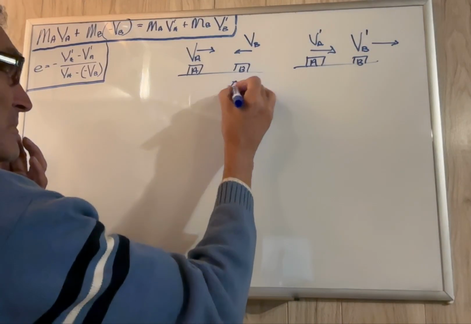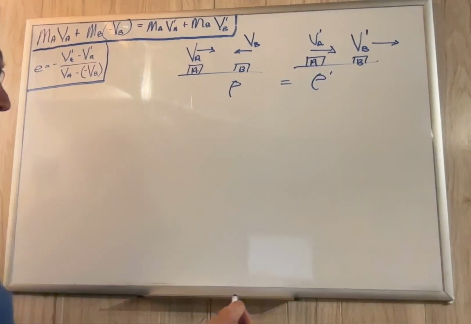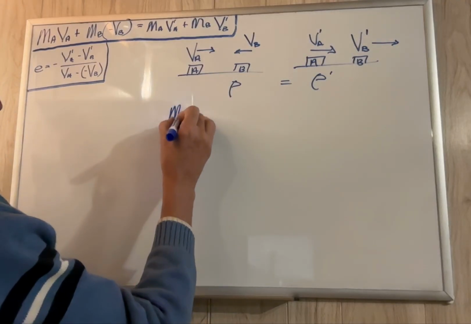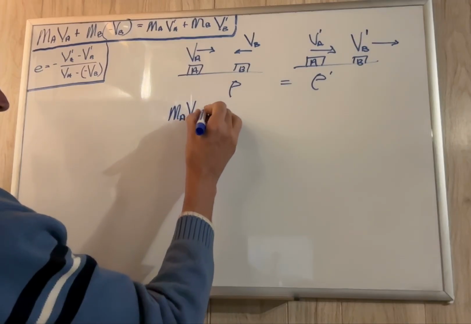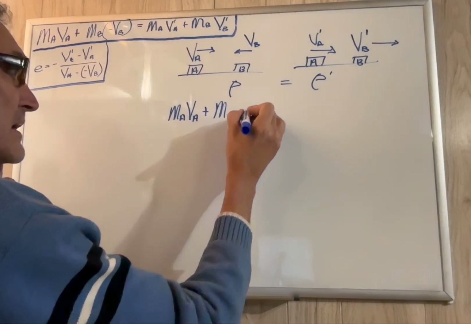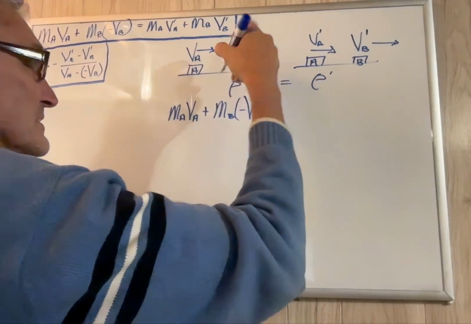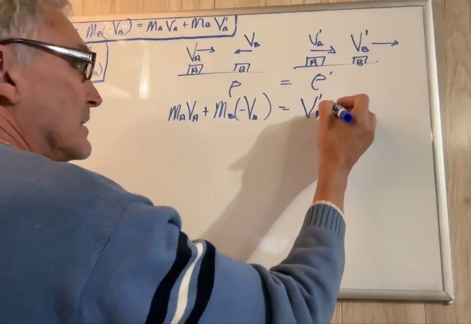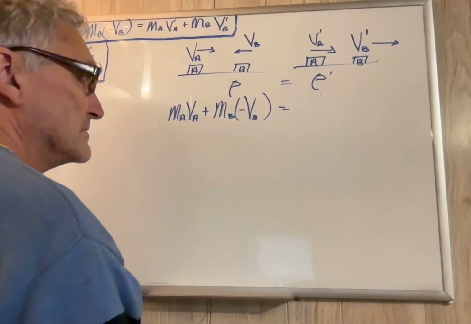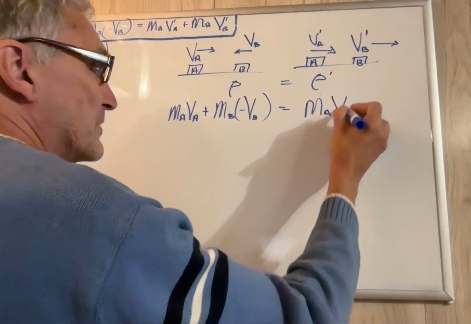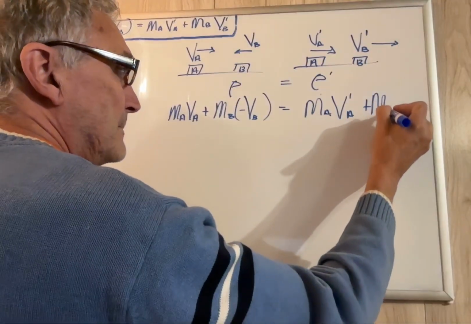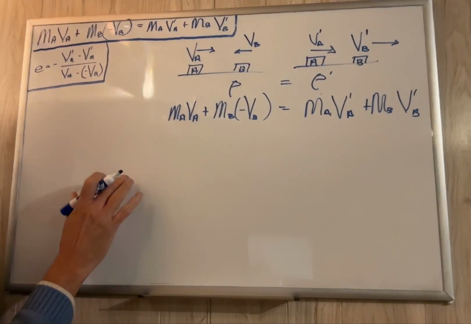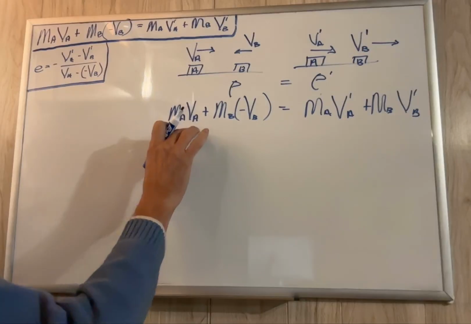That means this momentum is going to be equal to this momentum, which we'll call momentum prime. Momentum is equal to mass times velocity. So mass A times velocity A plus mass B times velocity B, and don't forget the negative because it's going in a different direction, is going to be equal to, let's go with the mass first, it makes it easier, mass A times velocity prime A plus mass B times velocity prime B. Now you understand why I was talking about velocity D prime: it's before impact, after impact.